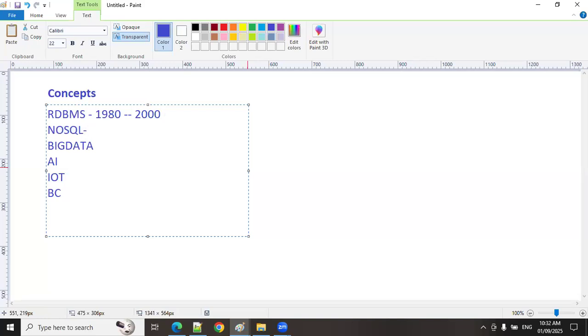NoSQL started in 2009, but struggled a lot, stabilized, and from 2020, MongoDB, Cassandra, and so on. There are a lot of databases. I'll explain sometime in the future the difference between these two. It is 25 years నుంచి ఉంది.